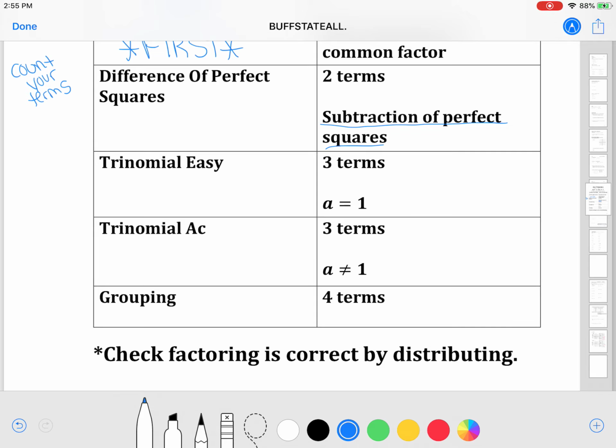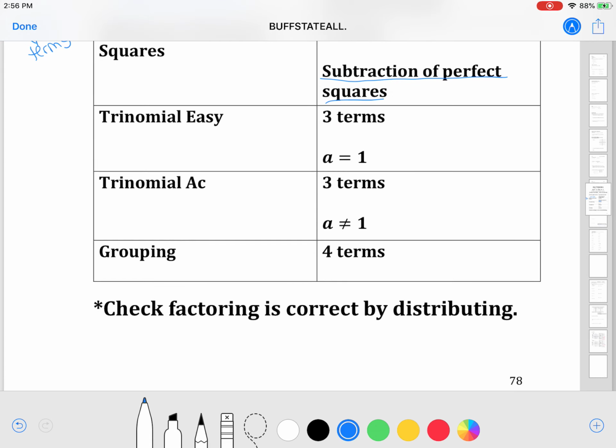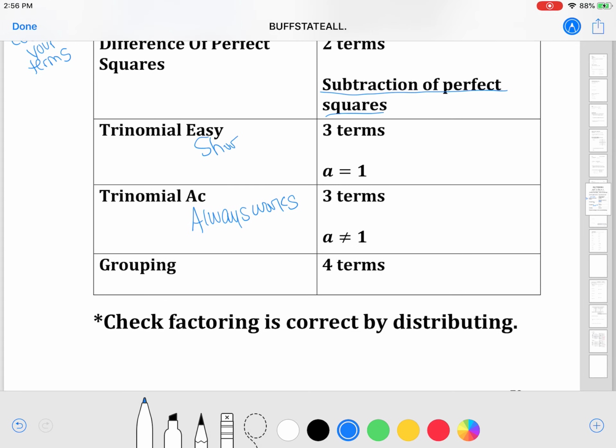All right. If you don't have a GCF and you count your terms and you have 3 of them, remember, trinomial AC always works. So if you don't even want to worry about trinomial easy, which is more of a shortcut, you don't have to memorize that formula, okay? It's a shortcut.